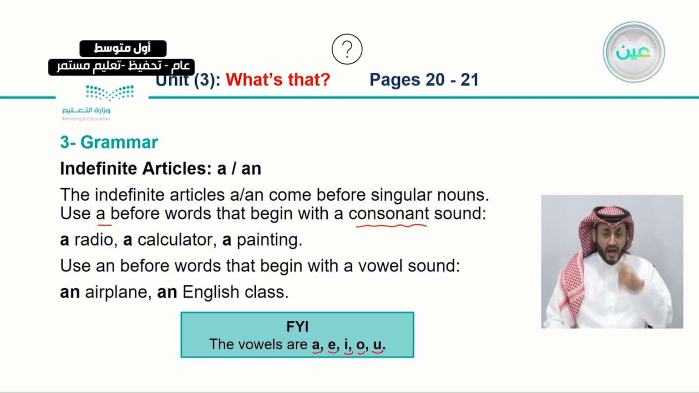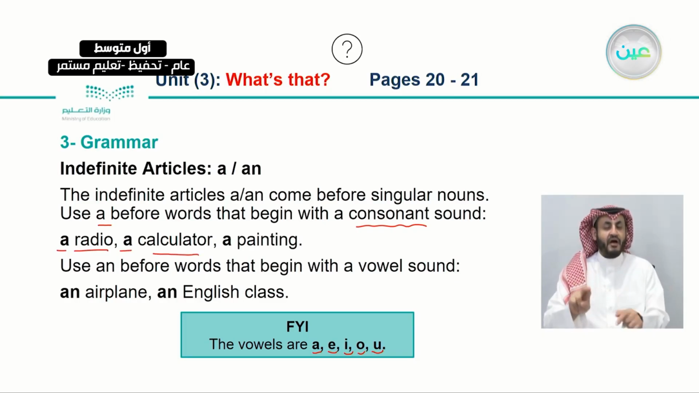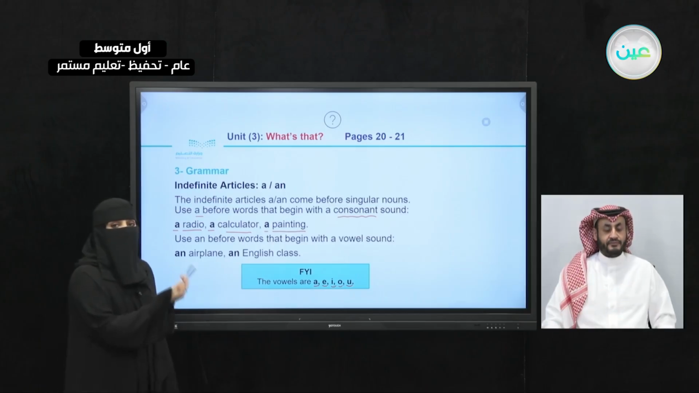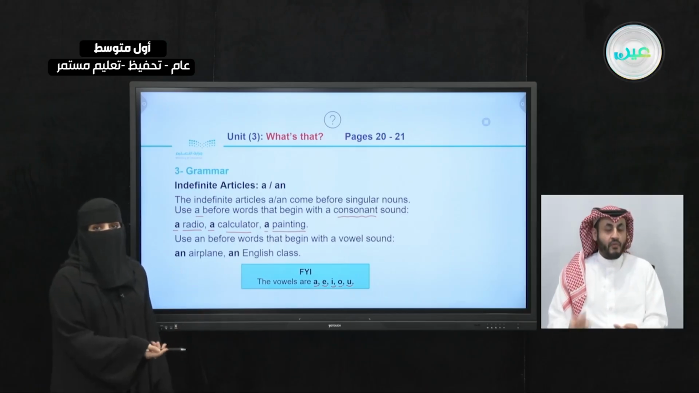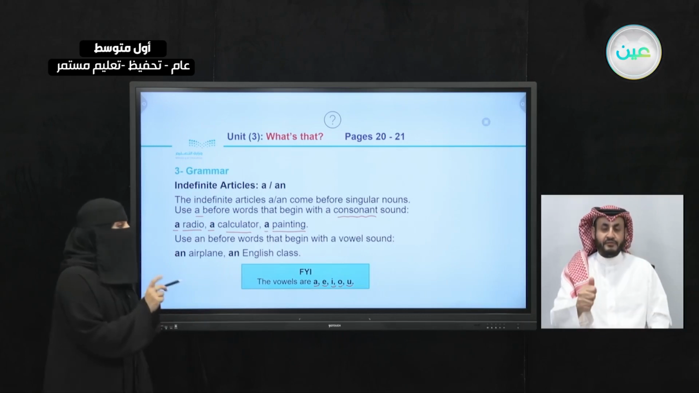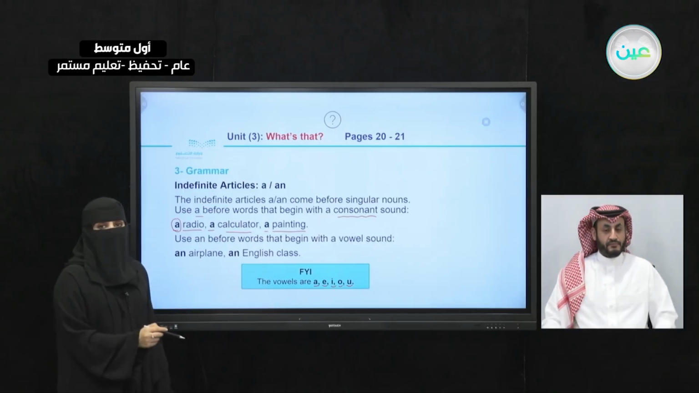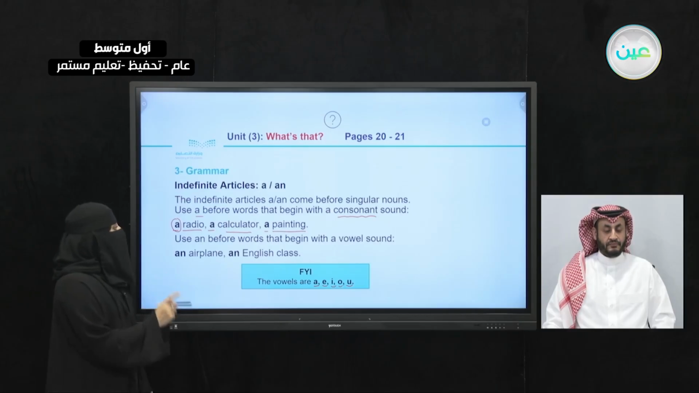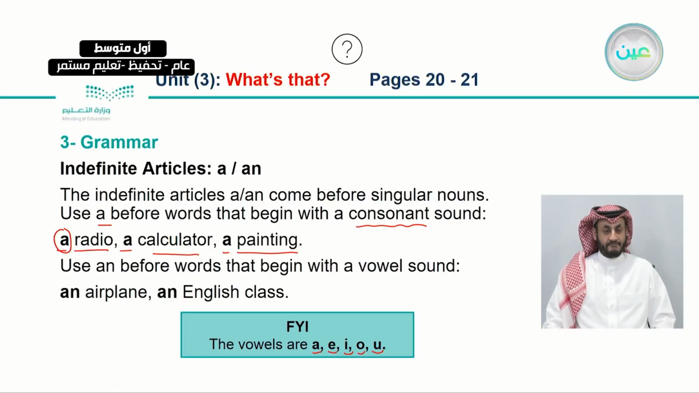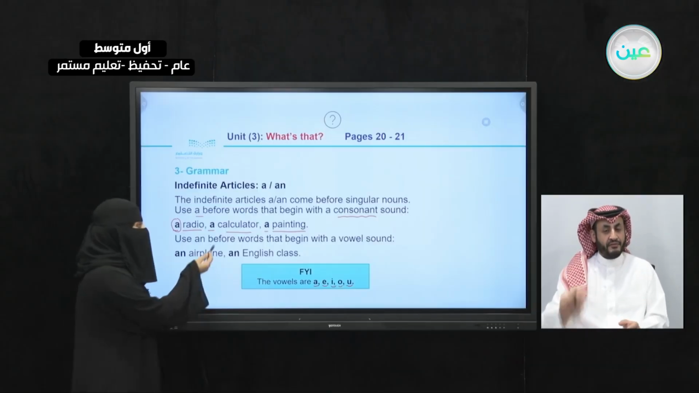As you can see, the first word right here, a radio, a calculator, a painting. Can you tell how many radios I'm talking about? It's only one. Just looking at the indefinite article, it is used only for singular nouns. A radio, only one. A calculator, only one. A painting, only one item. How about if it's plural? No need for a or an.